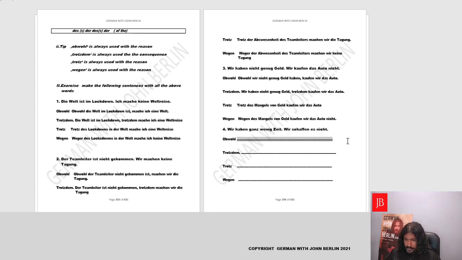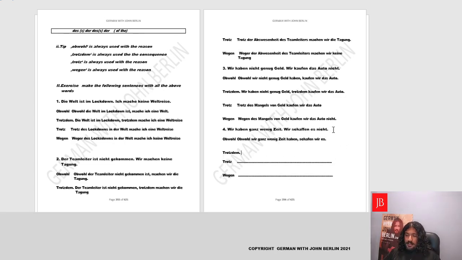So we could say, obwohl, it always comes with the reason. Reason is we don't have time. So obwohl wir ganz wenig Zeit haben. Although we have very less time, schaffen wir es. We manage it. Now we could say the same sentence, contradicted, but this time contradict the consequence.